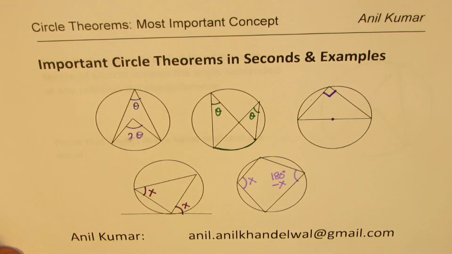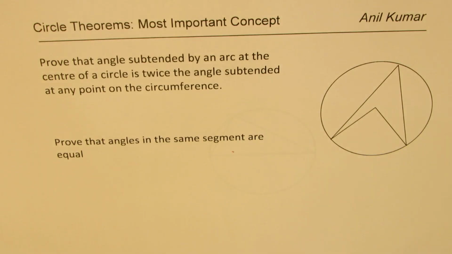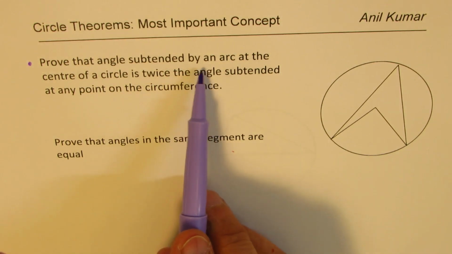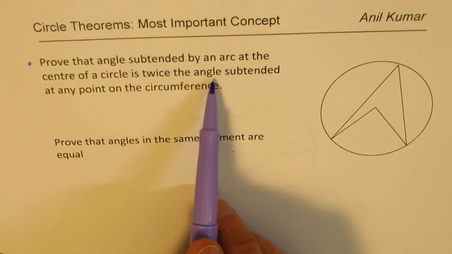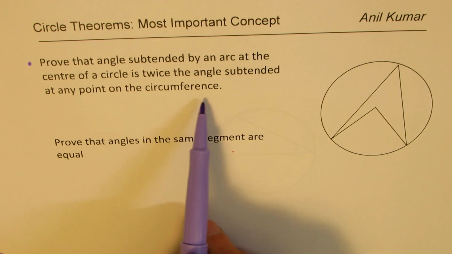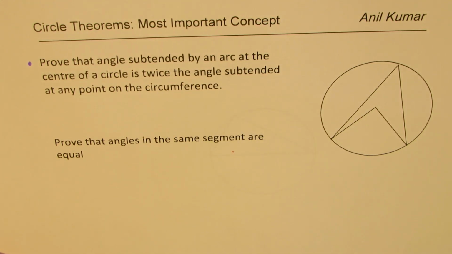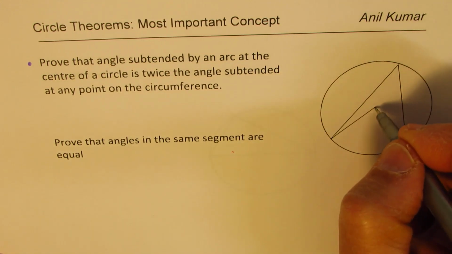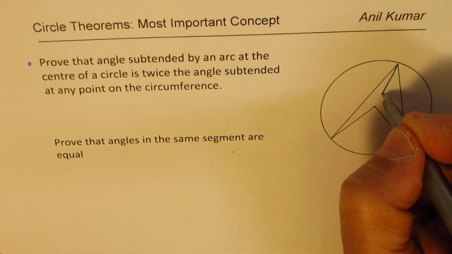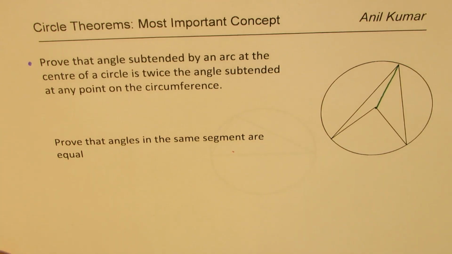So these are 5 very important concepts which we'll actually prove and then move forward and take some examples. So let's prove the very first one, which is: prove that the angle subtended by an arc at the center of the circle is twice the angle subtended at any point on the circumference, right? So here, let us do a construction. What I will do here is join this point with the vertex of that point, right?